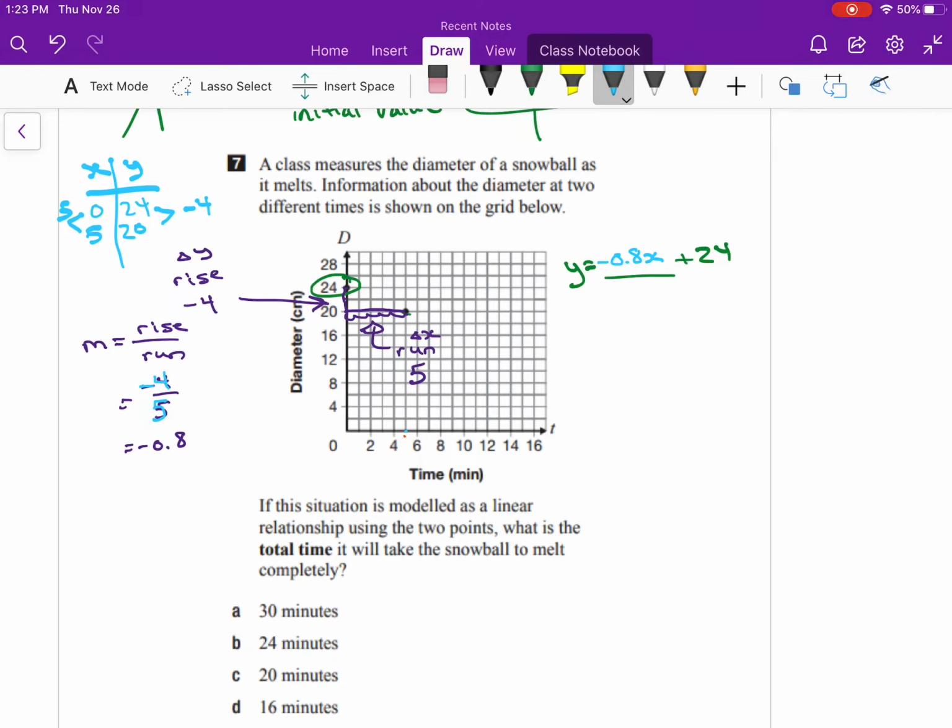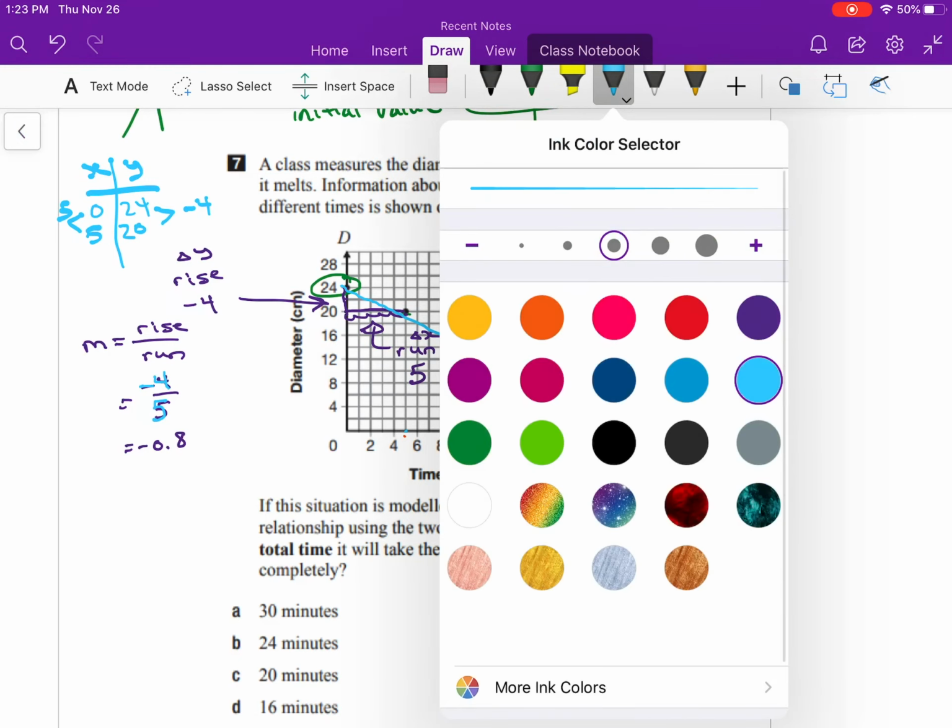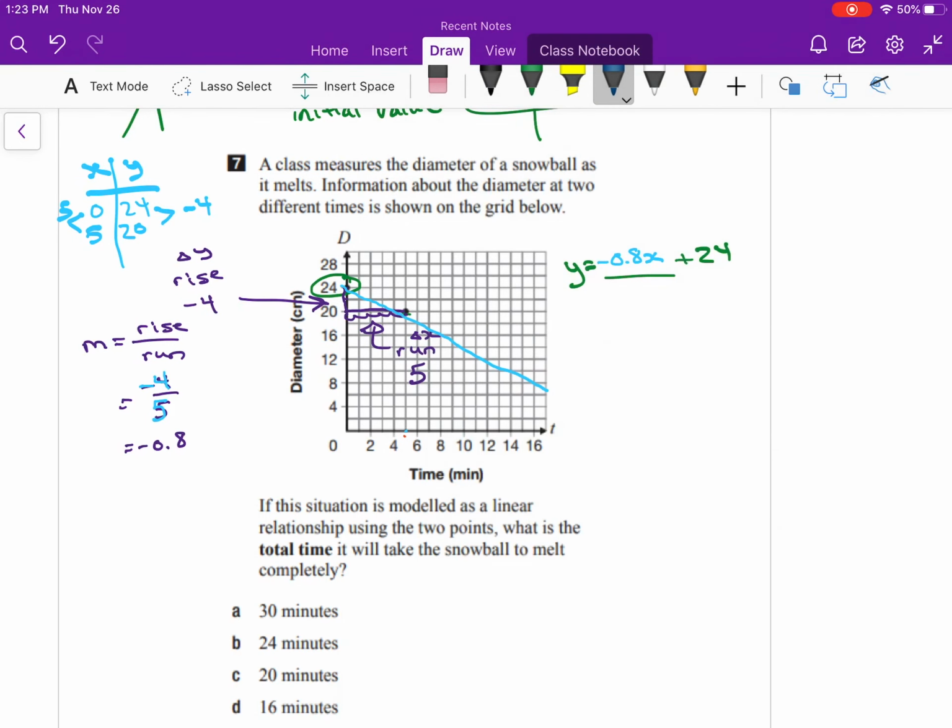The question here is actually how long will it take for the snowball to melt completely? What that means is how long until it has a diameter of 0. We could use the graph and extend that. This line, even if it was a straight line, not just my freehand line, would be off the graph. So you could try to make a good estimate, but it's probably better to use our equation here. If we use our equation to find out when y is 0, when the diameter is 0, we can write it like this.